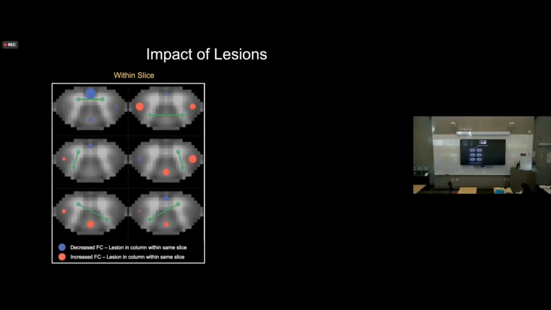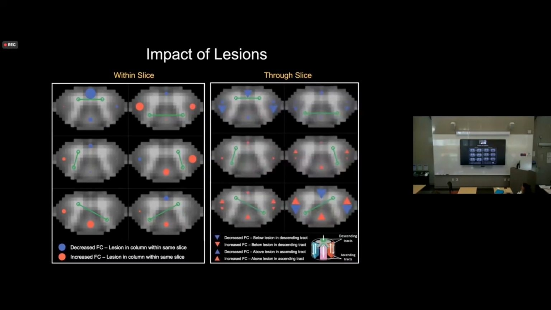And that shouldn't be surprising to any of us, but what he said was that when you're in a slice, you can have increased functional connectivity or even decreased functional connectivity, depending on where the lesion is, and if the lesion is in an ascending or descending track and how that feeds the gray matter. And especially when you look through slices, it becomes much more complicated.